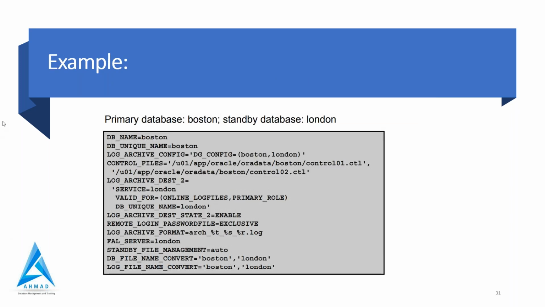And these are the parameters which I discussed. So this is the way you can define them in your environment. Here Boston is the primary and standby is London. So DB name Boston, DB unique name Boston, log archive config Boston London, control file log archive dest 2, for remote standby this is the archive location for the standby, and destination enabled. File server London, and standby file management auto, DB file name convert Boston to London, Boston to London, like that.